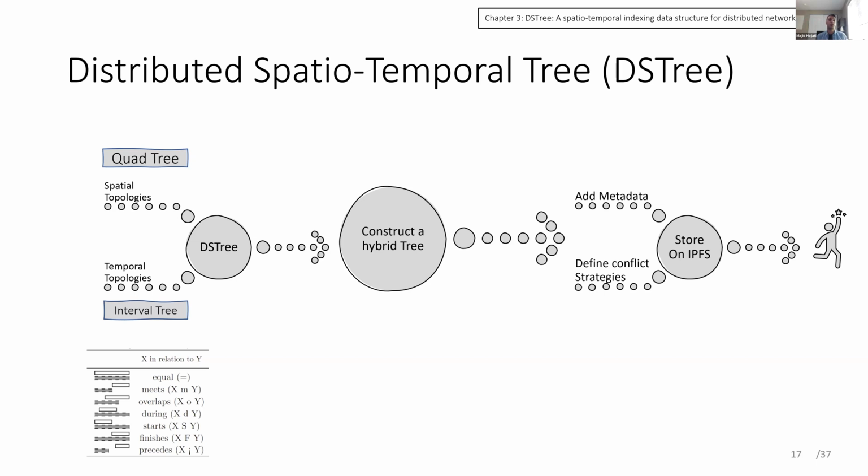So we have temporal topologies and spatial topologies, and we want to query our data using these two criteria. For spatial topology, we use a quad tree. For temporal topology, we use an interval tree. We combine them and create a two-level tree. The top part of that tree is an interval tree.